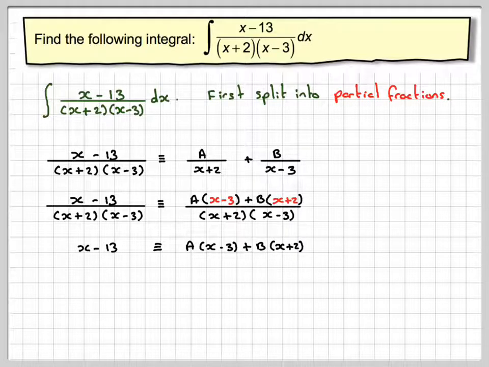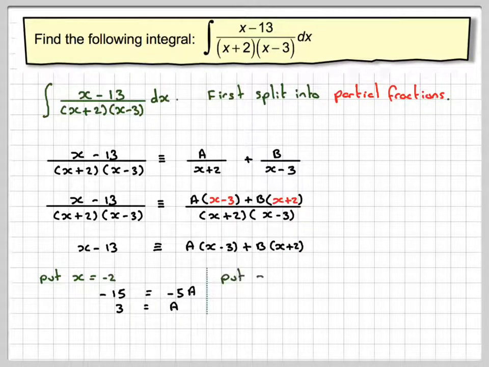Now what we do is we try to eliminate one of these variables, B or A, by first making x equal to -2. So -2 - 13 on the left hand side will make -15, and then -2 - 3 gives me -5A. Here we get nothing, and therefore A is equal to 3. And then next we would make x equal to 3, because that will make that 0. So we get 3 - 13, which is -10, and then 3 + 2 is 5, so we get 5B is equal to -10, B is equal to -2.